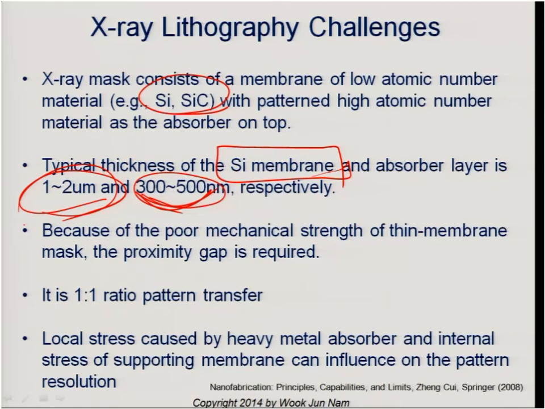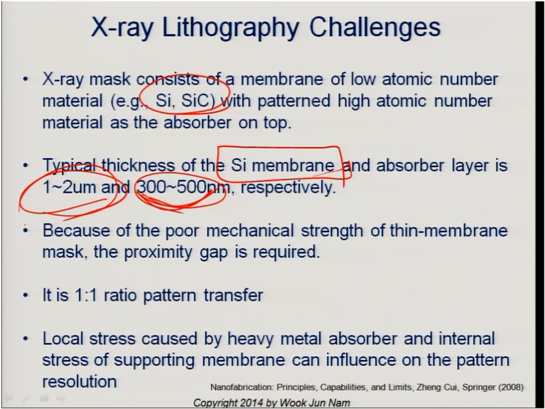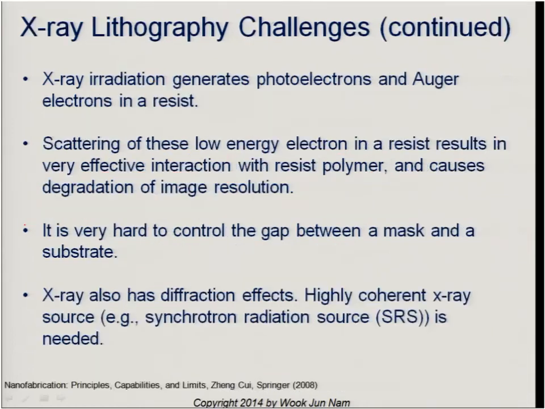And then the thin membrane with the high atomic number patterns can cause mechanical stress because they are basically films. Those films might have stress, and that internal stress or local stress can distort the image transportation. So it has that kind of problem.